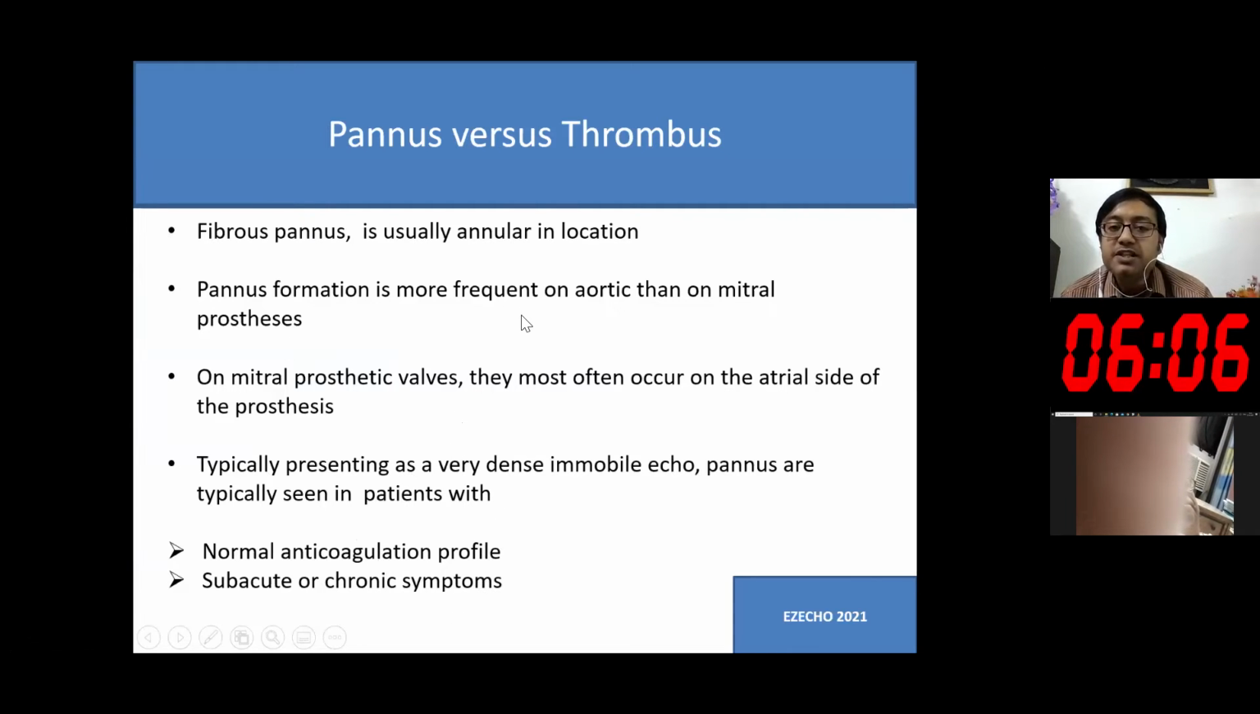And pannus formation is more frequent on the aortic valve than on the mitral valve. If at all it is on the mitral prosthetic valves, more often it occurs on the atrial side of the prosthesis rather than on the ventricular side of the prosthesis.